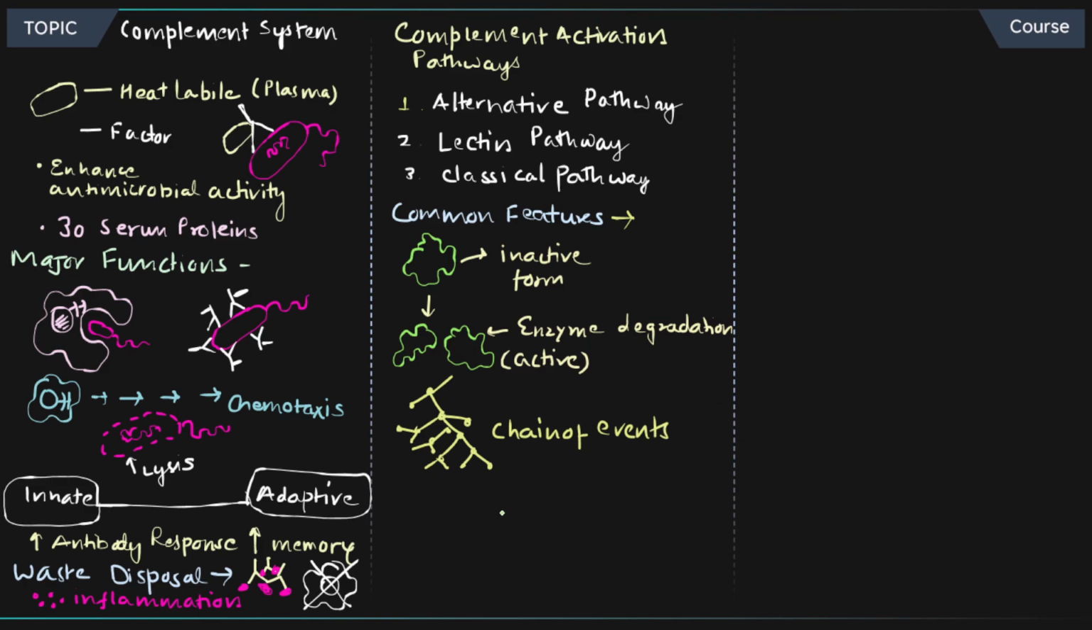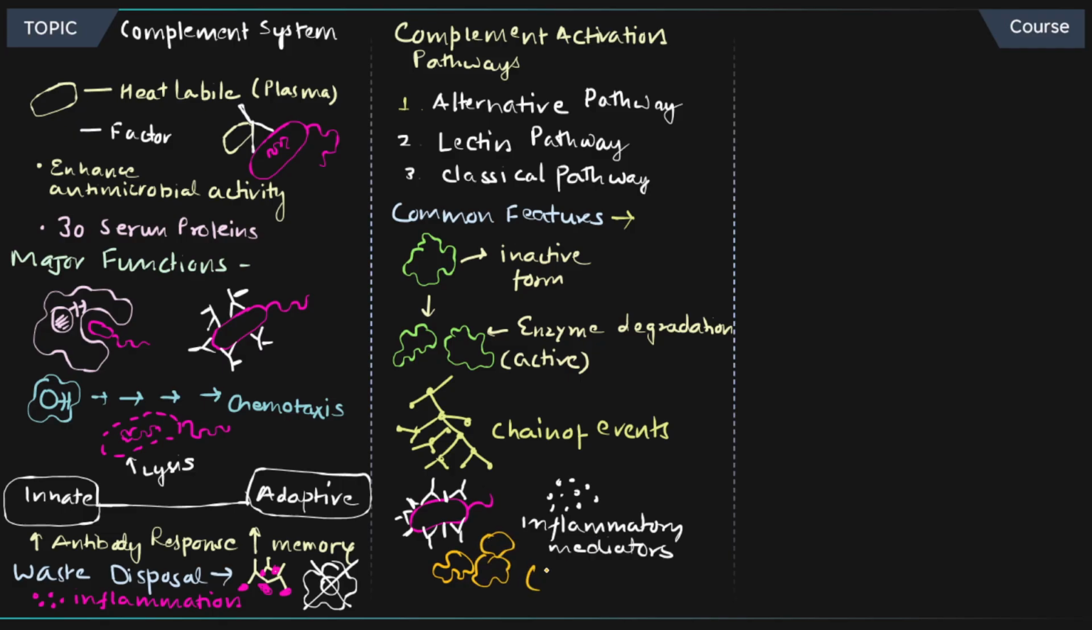And the final outcome of all these pathways is that bacteria are going to get a lot of these complement proteins that cause opsonisation. Next, inflammatory mediator production is going to happen. Let me write it down. Inflammatory mediator production. And the final, most important feature is the complex formation, which is called MAC, membrane attack complex. That is going to kill the microbes. A very important complex.